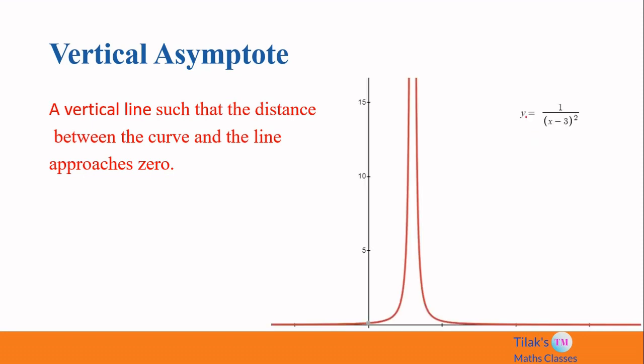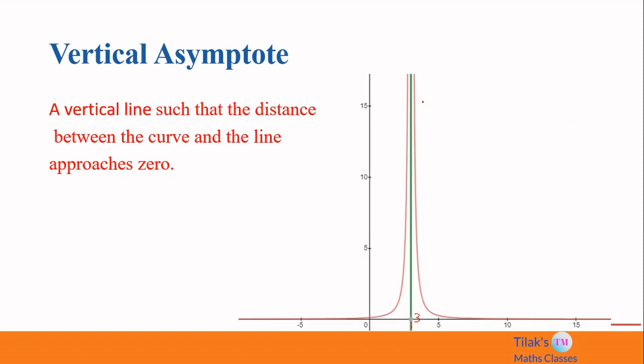Let us consider the curve y is equal to 1 by (x minus 3) squared. Here the value of the function is increasing indefinitely and it is approaching infinity as x tends to 3. So we can say that the curve is tending to infinity vertically. Whenever the curve approaches infinity vertically, there will be a line such that the separation between the line and the curve approaches 0. That line we call a vertical asymptote.